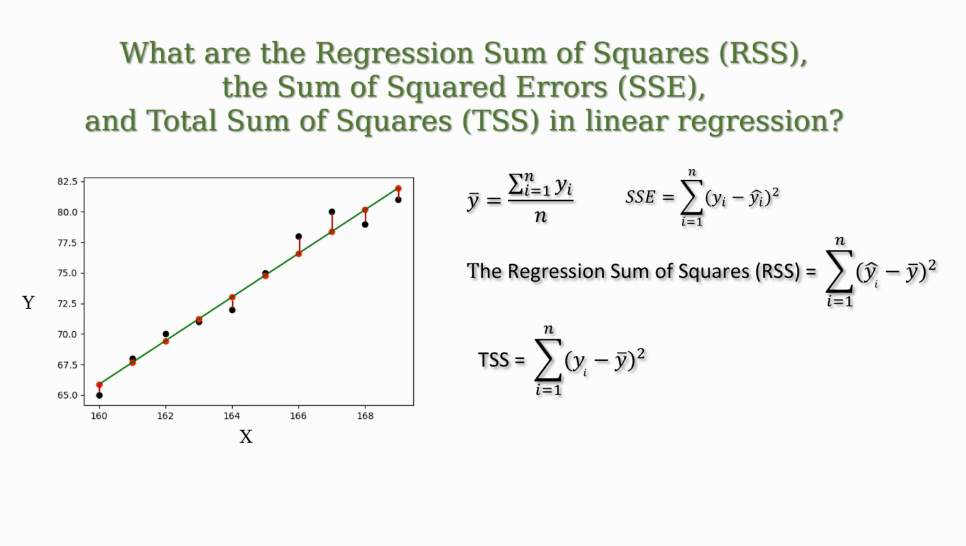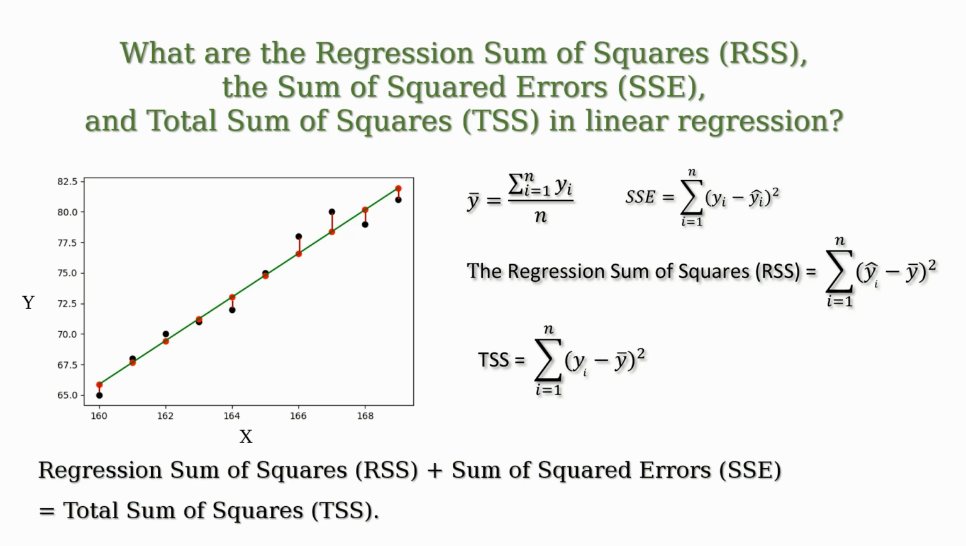Please note that the regression sum of squares plus the sum of squared errors is equal to the total sum of squares. And if we calculate RSS by TSS or 1 minus SSE by TSS, we get the value of R squared. In other words, R squared is equal to 1 minus SSE by TSS is equal to RSS by TSS, where RSS represents the regression sum of squares and SSE represents the sum of squared errors or the residual sum of squares.